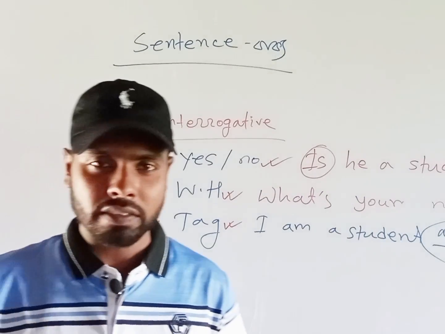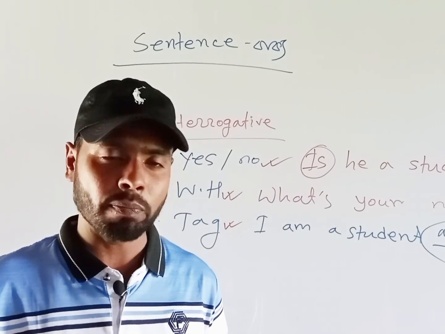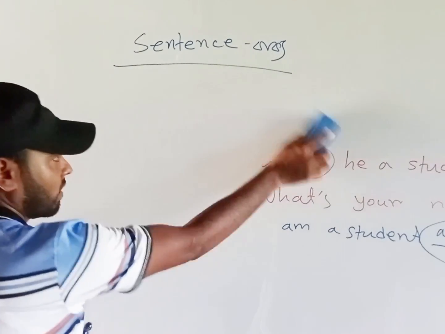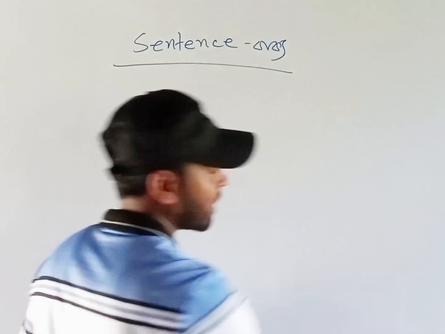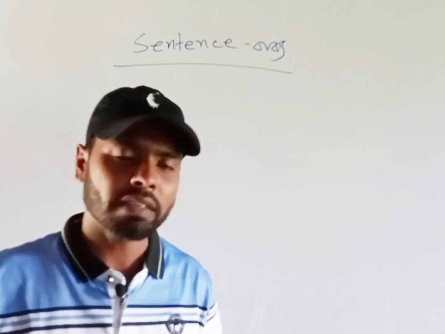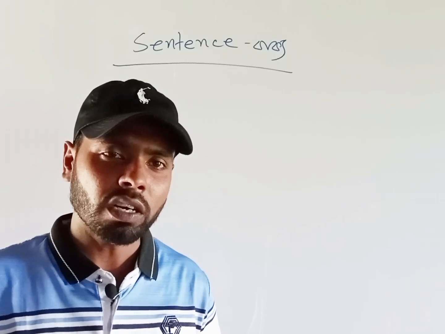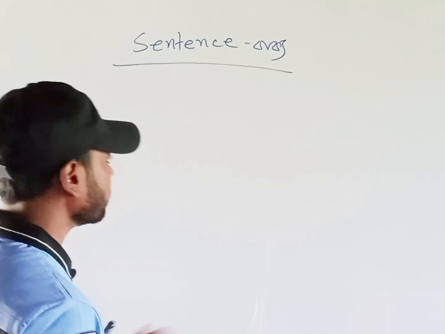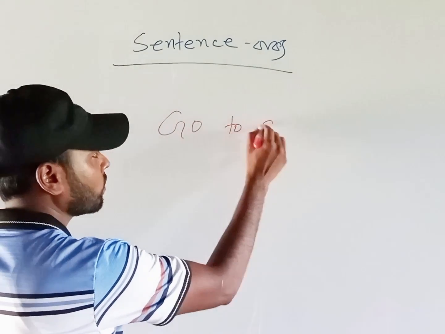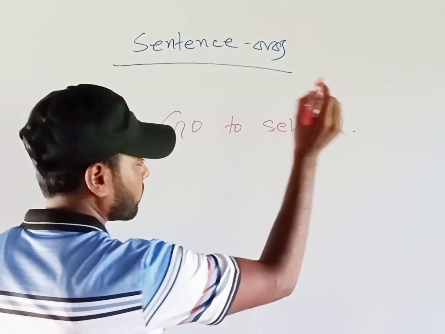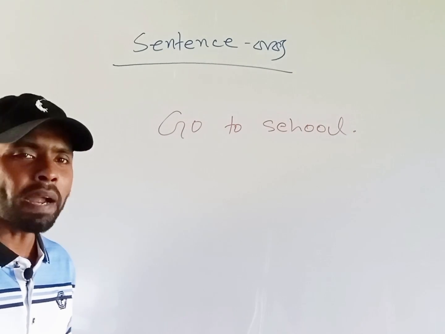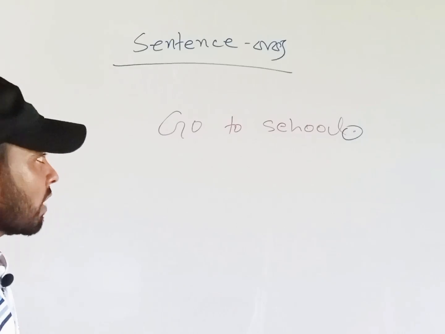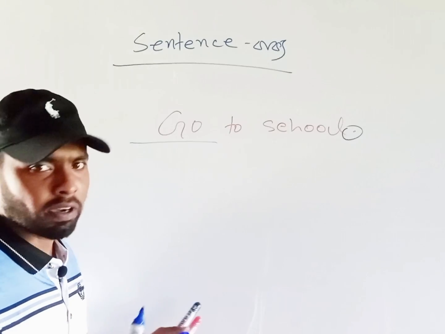Number three, imperative sentence. An imperative sentence is a sentence which expresses command, request, advice, permission, proposal, etc. For example, go to school. An imperative sentence always ends with a full stop and mainly starts with a main verb.